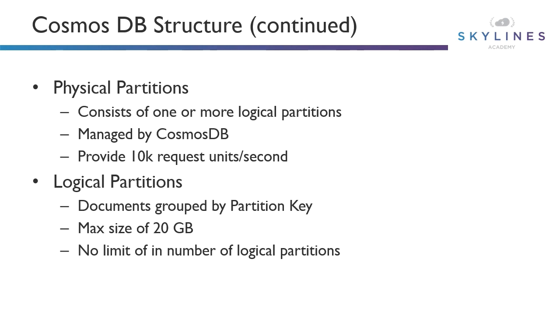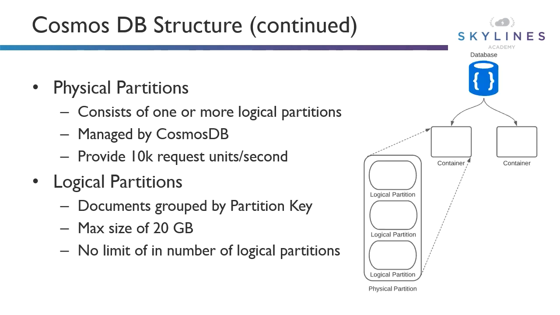container. Each document that has a unique partition key will have a logical partition in a 1-to-1 ratio. All documents that have the same partition key will be in the same logical partition. Each logical partition has a maximum size of 20 gigabytes. We'll need to keep this in mind when determining our partitioning key. There is not a limit for the number of logical partitions that can be created.